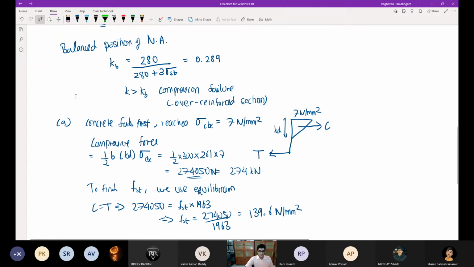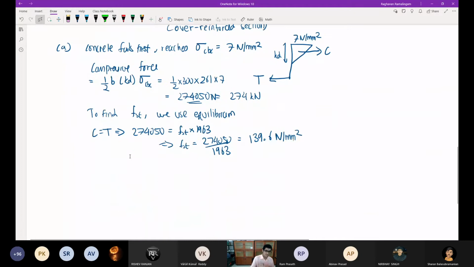Yes, sir. Okay, so this is how you find it. Also, for this you have an alternate way, which is by a formula, using your modular ratio. It simply says FST equals M times FC, where FC is the stress in concrete, into (1 minus K) by K. Now your only confusion will be what to use for FC.